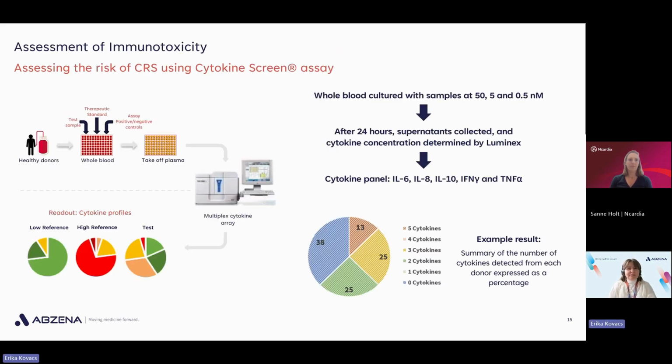Now, the other assay that I mentioned a few slides back that is really important, especially for immunomodulatory molecules, is the cytokine screen assay. In this case, we take whole blood and we culture it with test samples at different concentrations. After 24 hours, we take supernatants and assess them with Luminex.